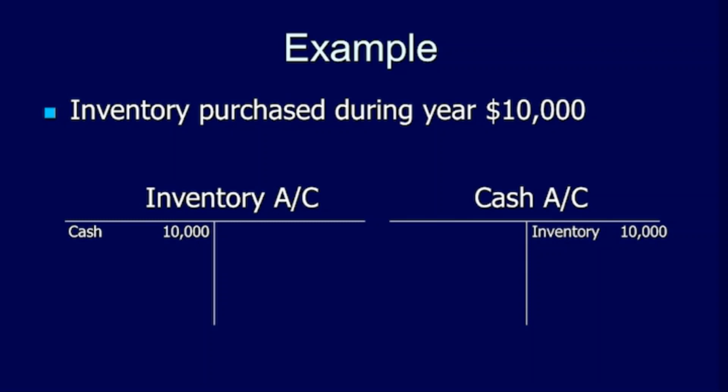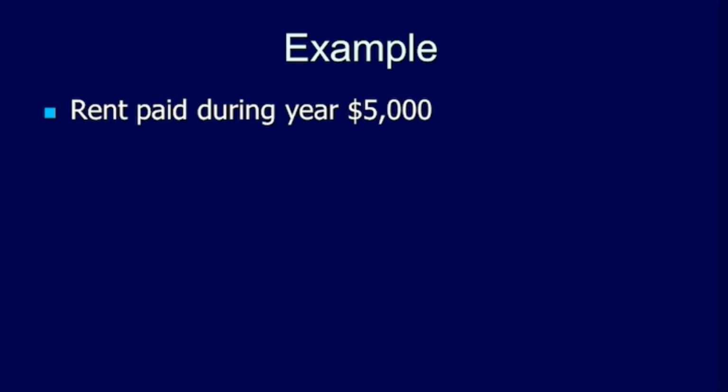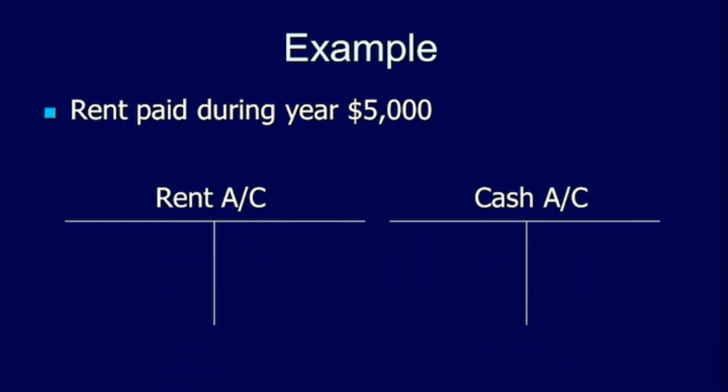Example number 5, rent paid during year, 5,000. The double entry for this transaction, rent account debit, cash account credit. Rent is an expense. Expense increases debit. Therefore, it is recorded in the debit side of the rent account.